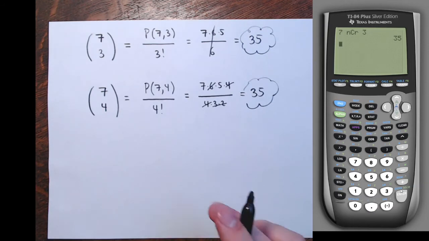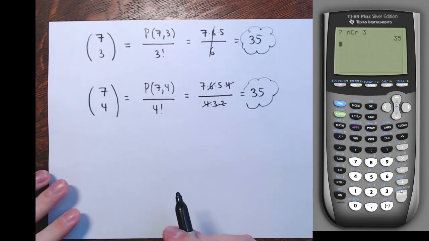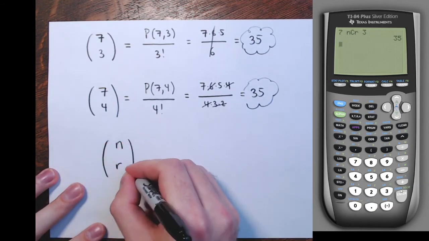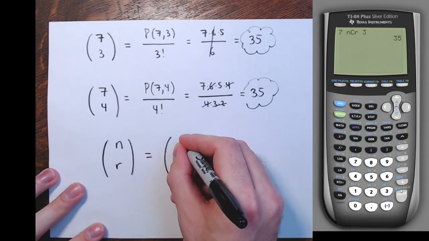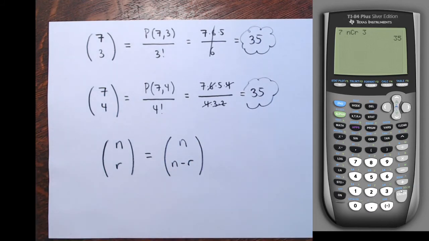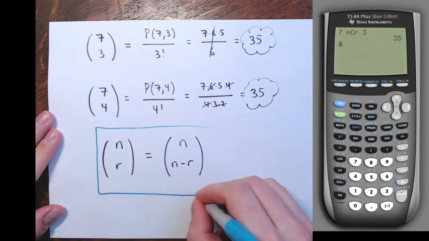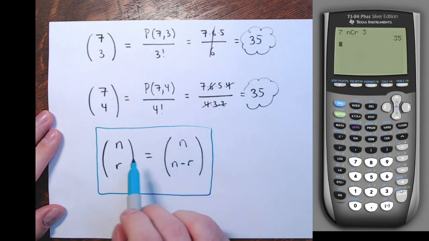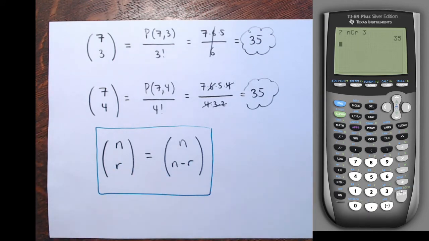Alright, and now they're not always going to be 35, but let me show you a nice property. n choose r will be equal to n choose n minus r. So basically, as long as the two lower numbers add up to n, they'll be equal. Let me show you on the calculator. I have 7 objects, choose 4 objects, and I'm creating 4 subsets, 35.